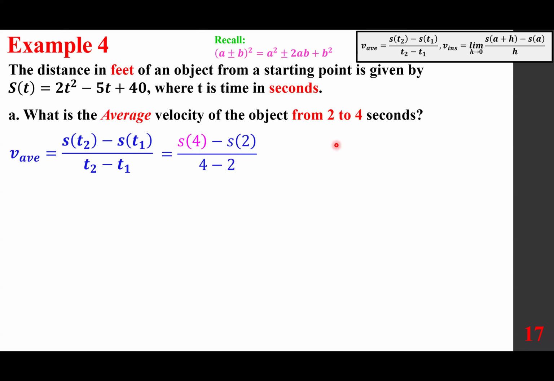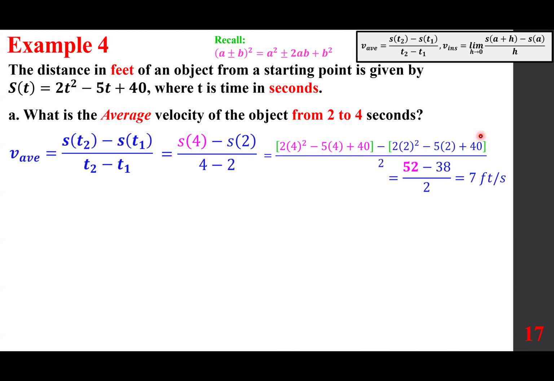So the denominator is 2. What is s of 4? Plug in 2 times 4 squared minus 5 times 4 plus 40. What is s of 2? Plug in 2 times 2 squared minus 5 times 2 plus 40. And you simplify this one, you simplify this one, you get 52 minus 38, which is 14 halves, gives you 7 feet per second. This is elementary algebra, everybody.